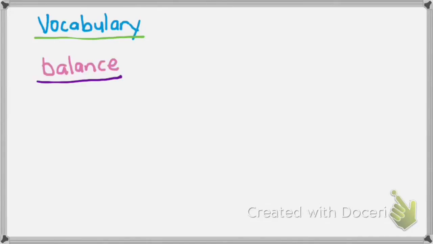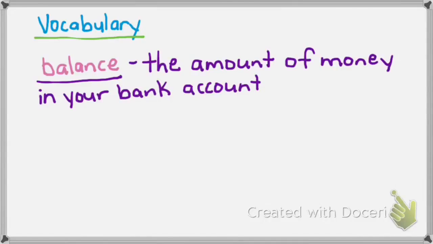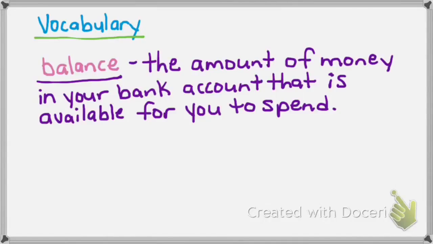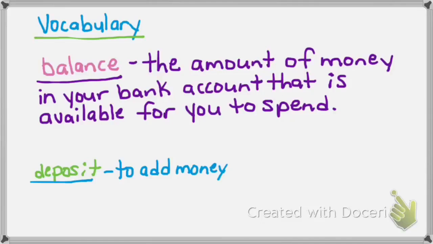Our first vocabulary word is balance. Balance is the amount of money in your bank account that is available for you to spend. So if you have $525 for your balance, that means you could spend $525 if you wanted to, but you could not spend more than that. Our next vocabulary word is deposit. To deposit is to add money to your bank account.